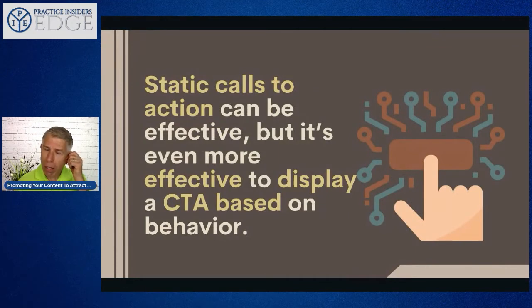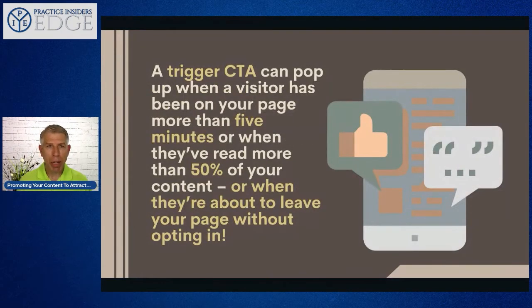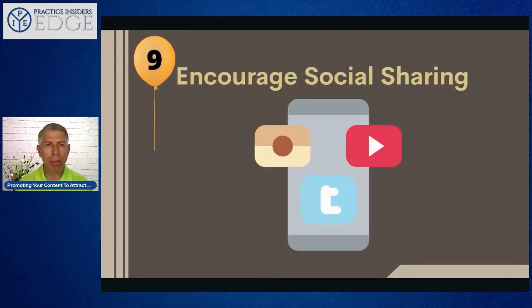So static calls to action can be effective, but it's even more effective to display a call to action based on behavior. A trigger call to action can pop up when a visitor has been on your page more than 5 minutes, when they've read more than 50% of your content, or when they're about to leave your page without opting in. And that's what that page on grow.co will do. So if you go to grow.co, you will be able to see what an exit pop is live and in action.